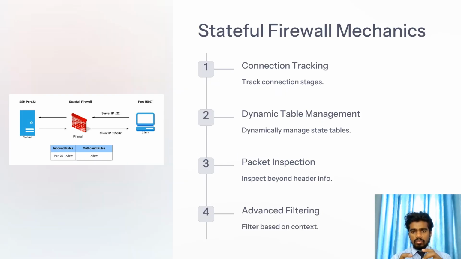Stateful firewalls work in four key steps. First step is connection tracking. They monitor active network connections. Second step is dynamic table management. They maintain a state table that updates dynamically. Third is packet inspection. They analyze not just the packet header, but also the context of that packet. Fourth is advanced filtering. They block malicious traffic based on patterns and anomalies.